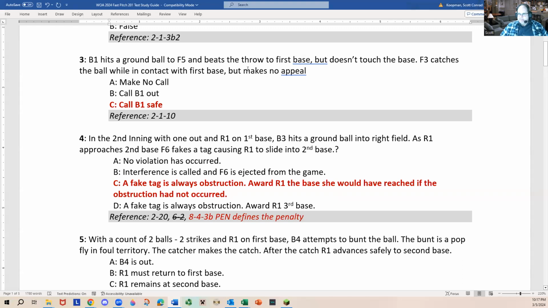Well, because they passed the base, they're considered to have touched it for reasons of appeal, which means that you will call B1 safe because the ball got there too late. The first baseman caught it late. And you will only call the runner out if an appeal is subsequently made. In this particular instance, the first baseman didn't make an appeal. There was no indication that they were trying to alert you that the runner missed first base. They would have to do something that indicated they were trying to get the appeal. So initially, with no appeal, runner B1 is safe.